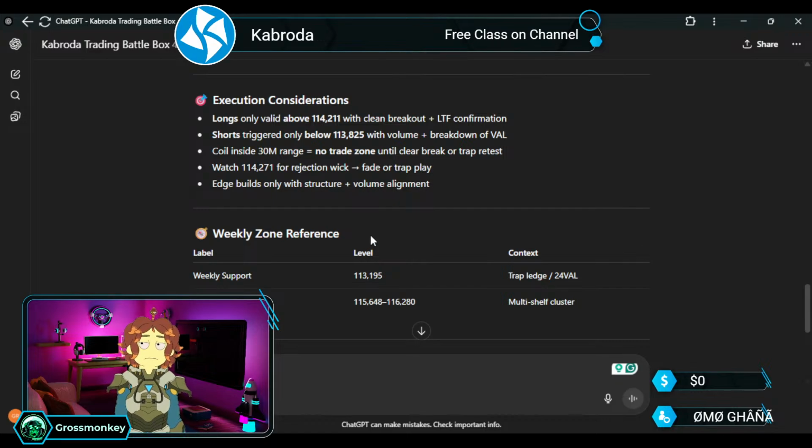Execution considerations. Longs only available above 114.211 with green breakout of the LTF confirmation. Shorts triggered only below 113.825 with volume and breakout of the volume area low.